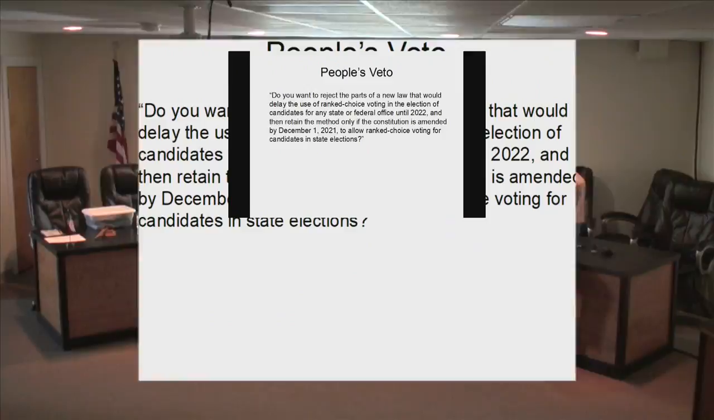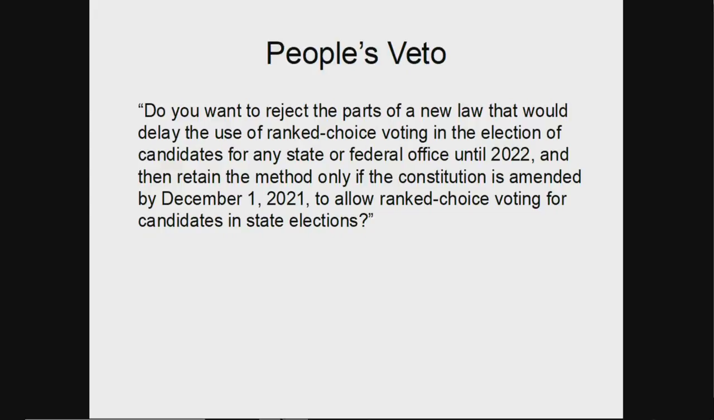The people's veto says, do you want to reject the parts of a new law that would delay the use of ranked choice voting in the election of candidates for any state or federal office until 2022 and then retain the method only if the Constitution is amended by December 1st, 2021 to allow ranked choice voting for candidates in state elections? Well, that's worse than taxes. That's really hard to understand.